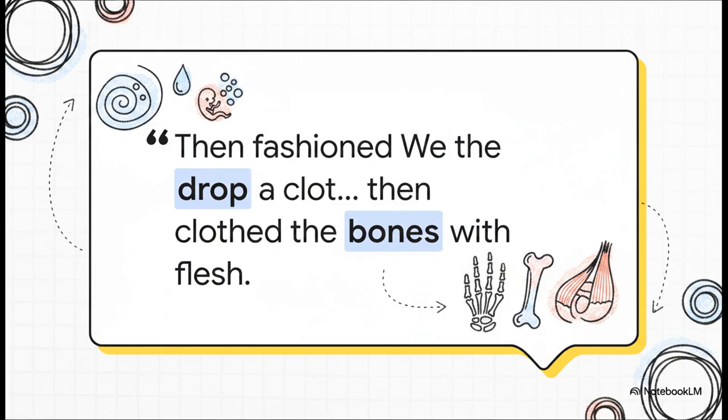To map out this entire process, the text quotes Surah Al-Mu'minun, verse 14. "Then fashioned we the drop a clot, then fashioned we the clot a little lump, then fashioned we the little lump bones, then clothed the bones with flesh." Impartially speaking, what the textbook is highlighting here is how this classical text outlines a highly specific sequence of embryonic development. It's presenting a strict chronological order of biological events happening within the womb.